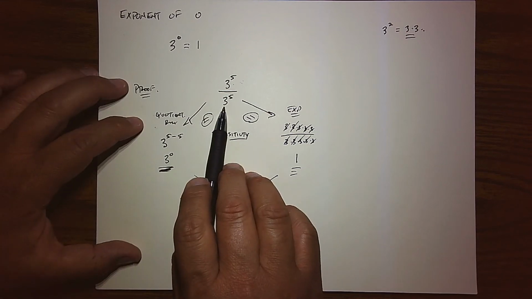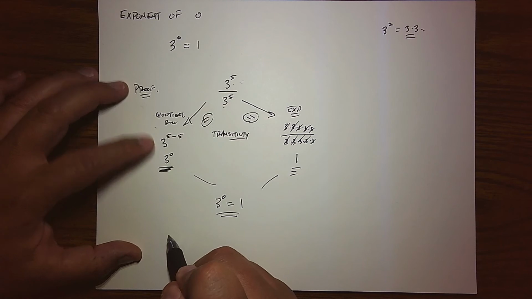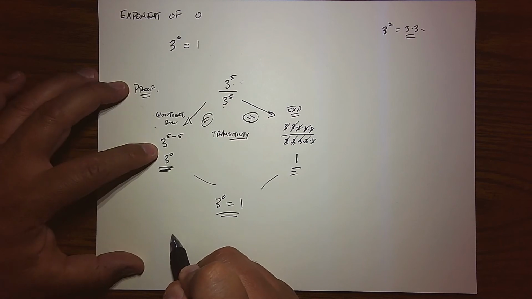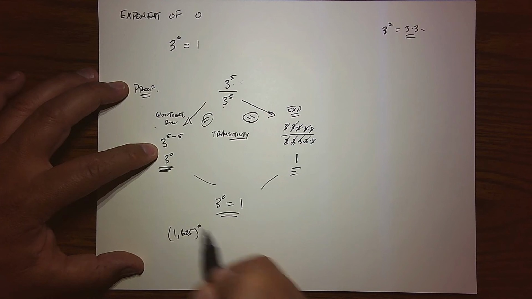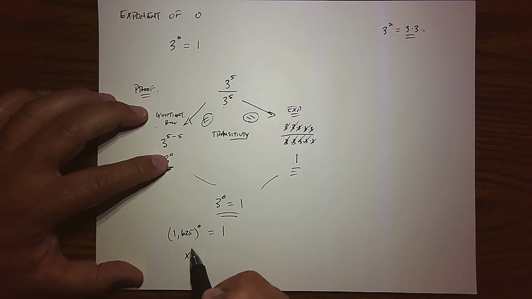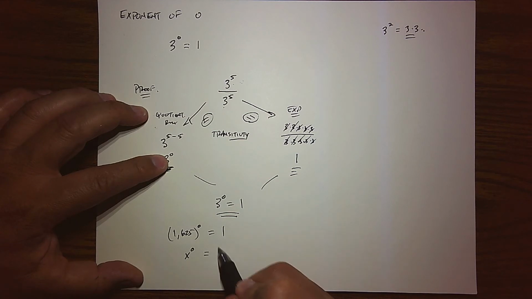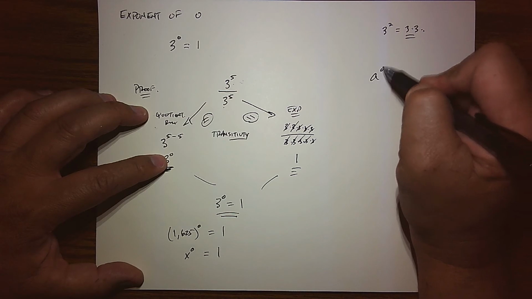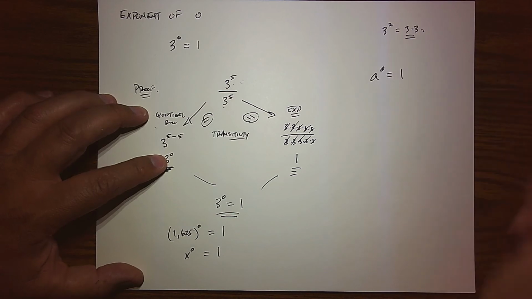We can play this game with any number. It could be any number you dream up. It could be 1,625. If I raise that to the 0 power, what I get is 1. It could be a variable. When I raise it to the 0 power, what I get is 1. And you usually see in practice, a to the 0 is equal to 1.